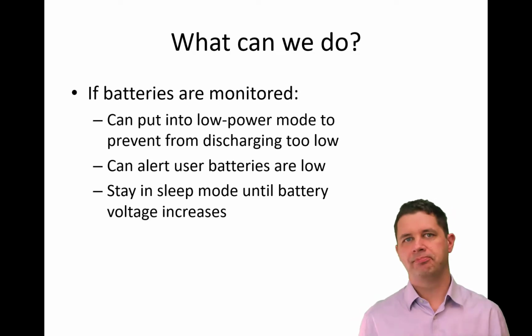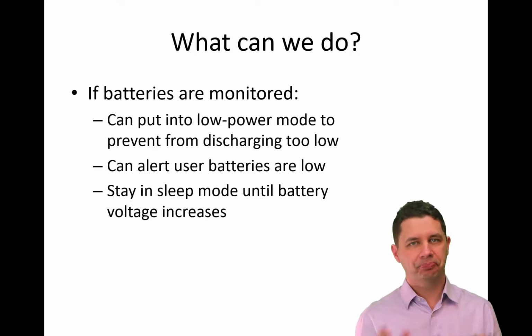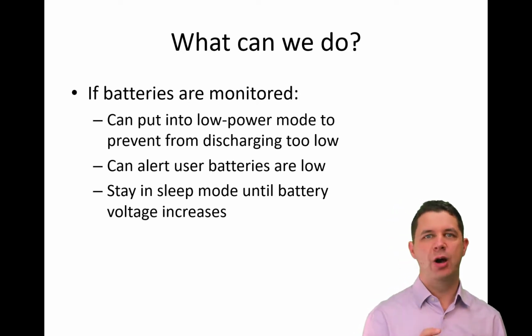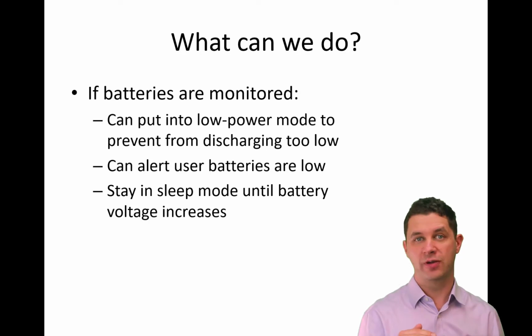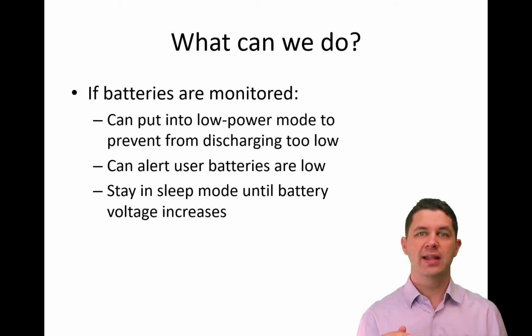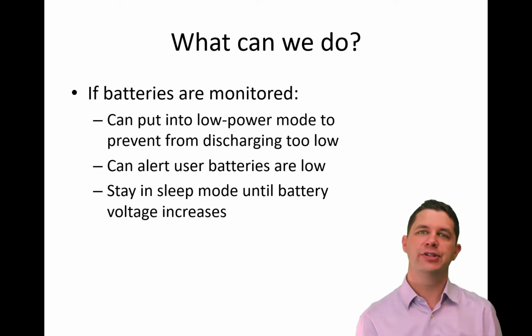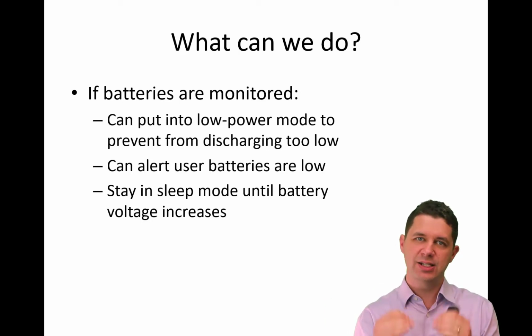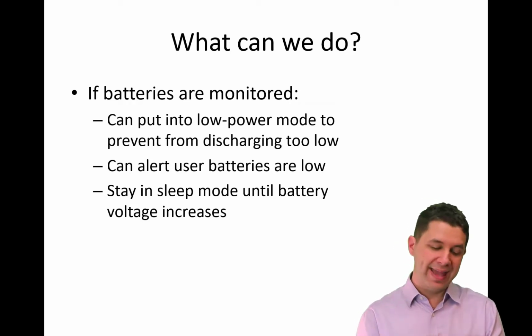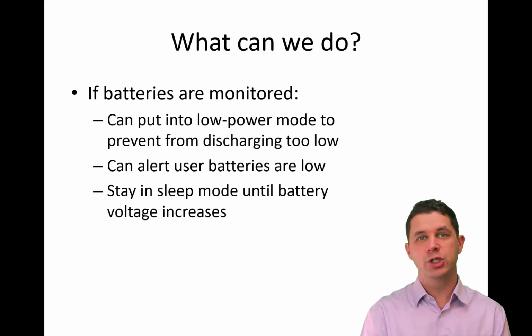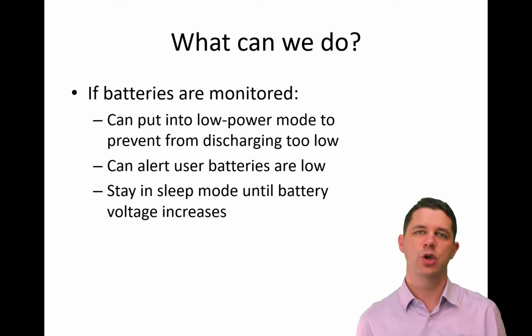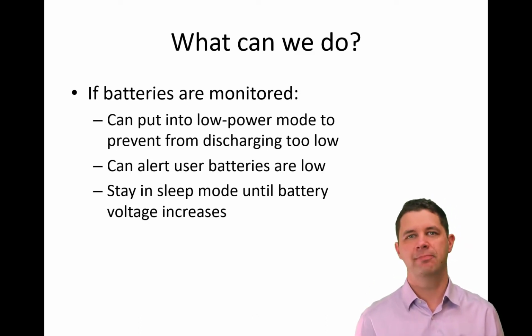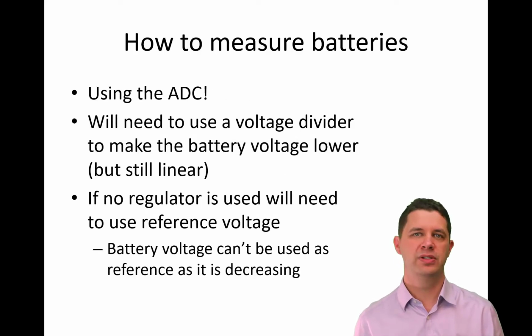Well, what can we do then? Well, if batteries are monitored, we've got a lot of scope there. We can, for example, put the device into a low power mode to prevent them from discharging too low if they're getting low. We can alert the user and say batteries are low, batteries require a replacement or charge, and we put the device into sleep mode so it doesn't discharge them so low and damage it. And we can then come out of that sleep mode when our battery voltage is increased again to a safe level that we can turn things on and start drawing power again. There's a few different options available to us there.